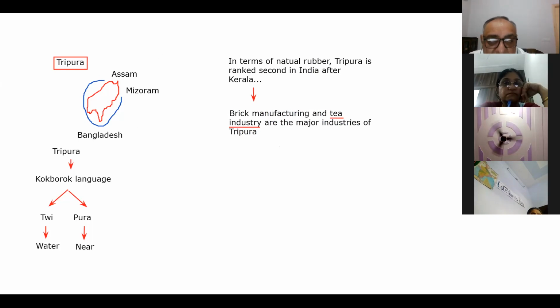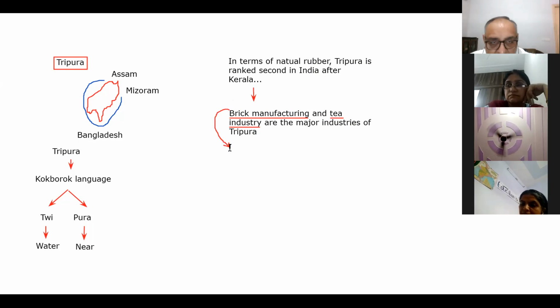And the second is why brick manufacturing is popular here. So this point is important: why brick manufacturing is important in this state of Tripura, right? So now we will discuss this. It will take approximately 5-6 minutes on its discussion.